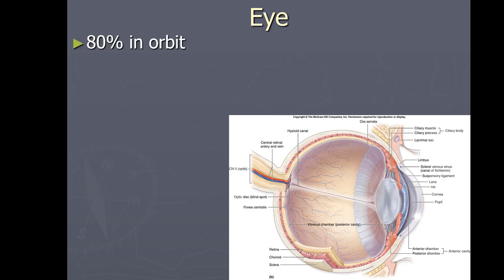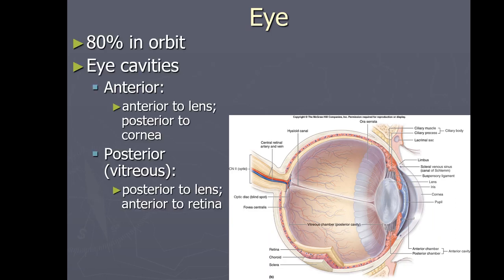So looking at the anatomy of the eye, 80% of the eye is in the eye socket or orbit. There are two big sections, two big cavities: anterior and posterior. Looking at this eye, you're looking at a sagittal section through the eye, like a side view. This is the front. This is the back. This person would be looking this direction, and they did a sagittal cut right through the eye.